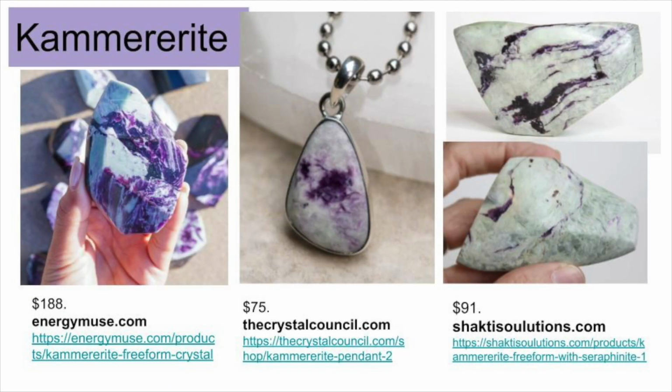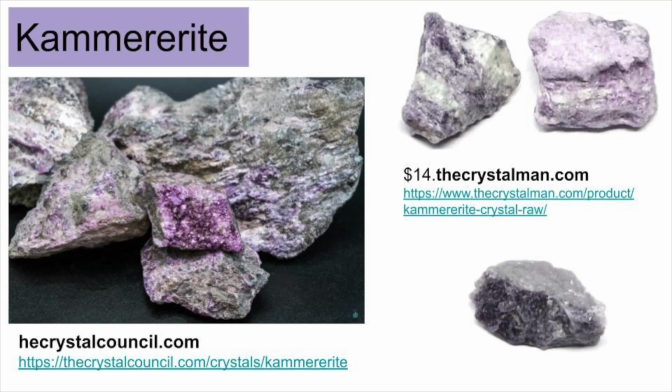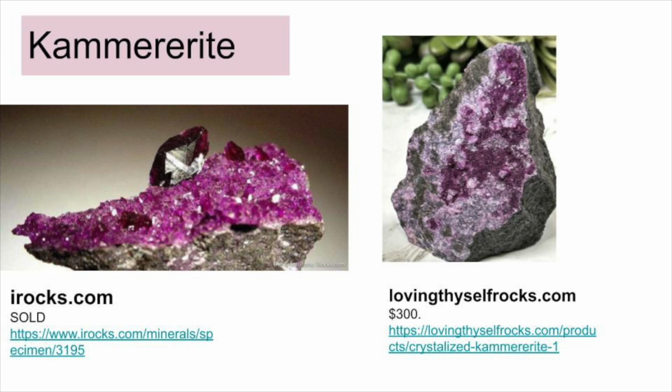The purple parts of this crystal are the camerite, and the green parts of the crystal are seraphinite. This is what camerite looks like in its raw form. You can see the purple is much duller. And here are some images of camerite growing in its little clusters.